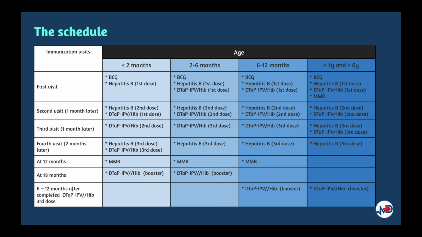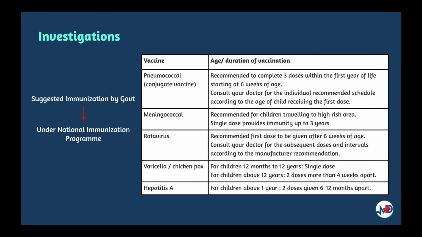Immunization should be started on the first visit for children who have delayed visit to the clinic for immunization. Here shown in the slide is the suggested schedule according to the age for these children. Other than vaccinations provided by the government, there are also suggested immunizations that are not listed in the National Immunization Program, such as the pneumococcal vaccine, meningococcal vaccine, rotavirus, varicella or chickenpox, and hepatitis A vaccine.